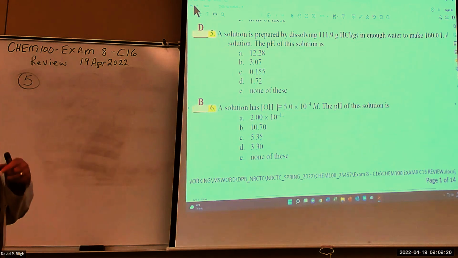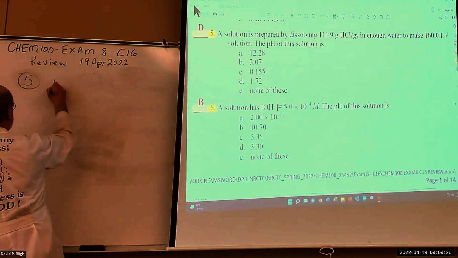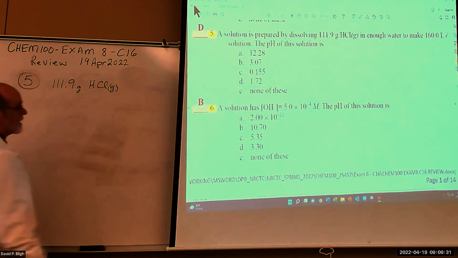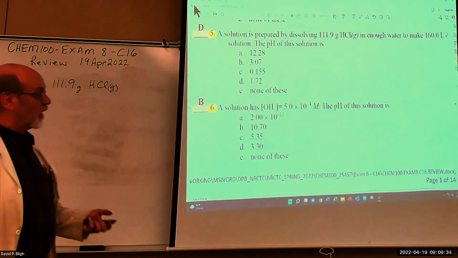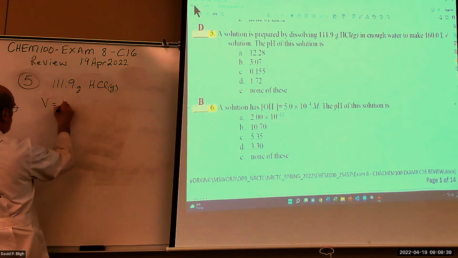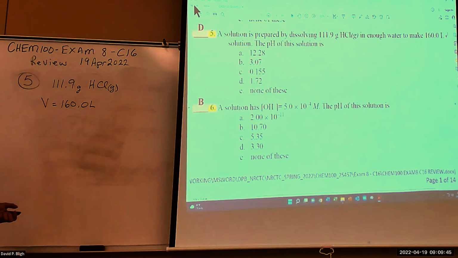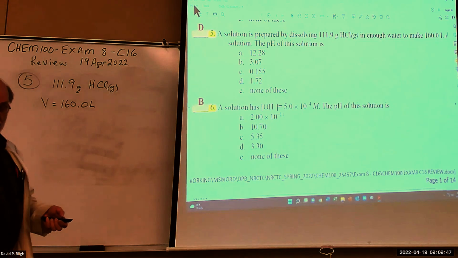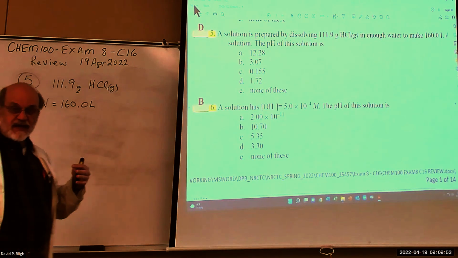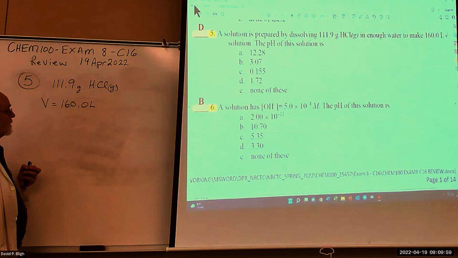A solution is prepared by dissolving 111.9 grams of HCl gas in enough water to make 160 liters of solution. So the final volume is 160.0 liters of solution. What's the pH? Remember, what we need to determine pH is the hydrogen ion concentration. Well, what is the hydrogen ion concentration?